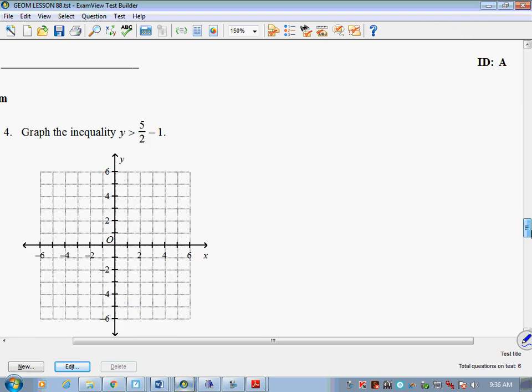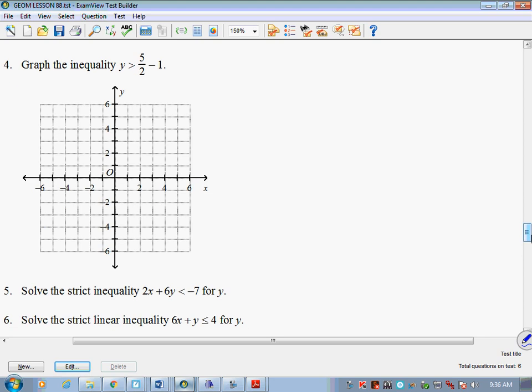All right, let's come on down to 4. It wants us to graph this inequality. Where do I want to begin? What's the first thing I would graph? The y-intercept. Where do I want to put the y-intercept? At -1, right there. Okay, what's the next thing I would graph? Go up 5, 1, 2, 3, 4, 5, then what? Right 2, perfect.